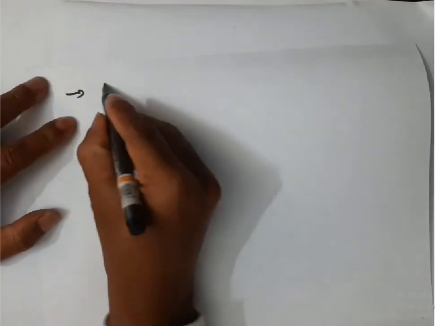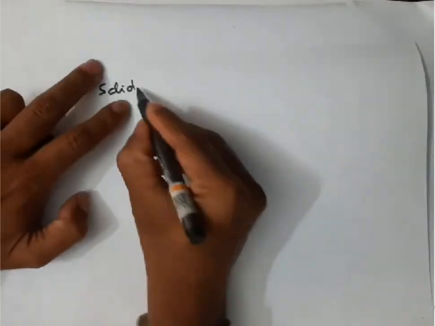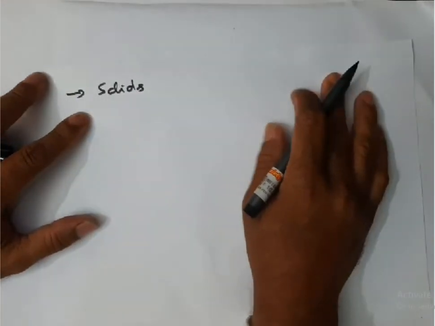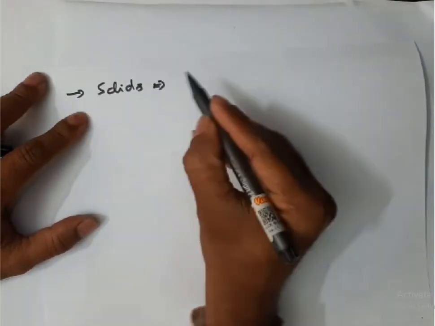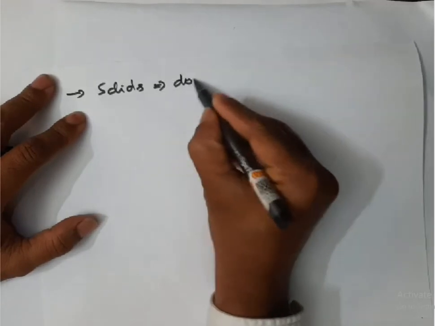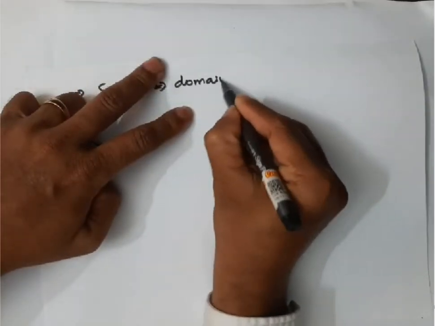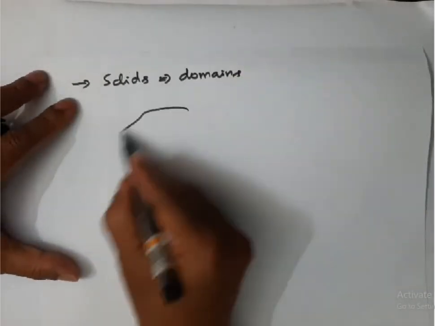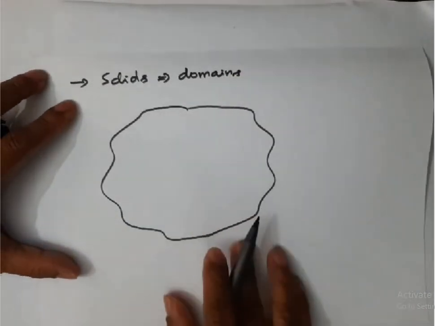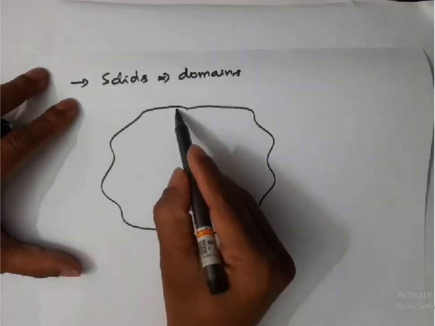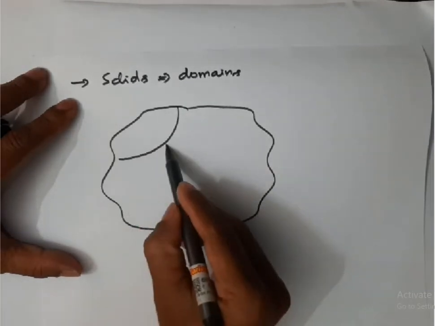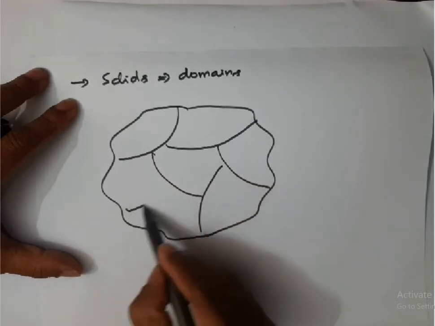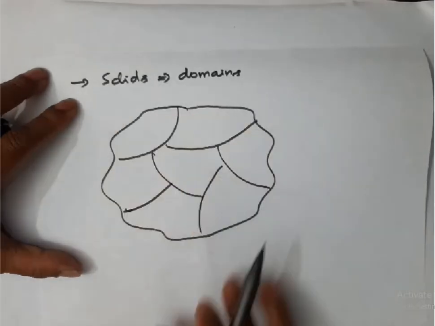Students, listen carefully. Some solids possess what are called domains. What is meant by domain? Suppose this is a solid. This solid has a lot of domains. Let me just show you a few. These are all domains.